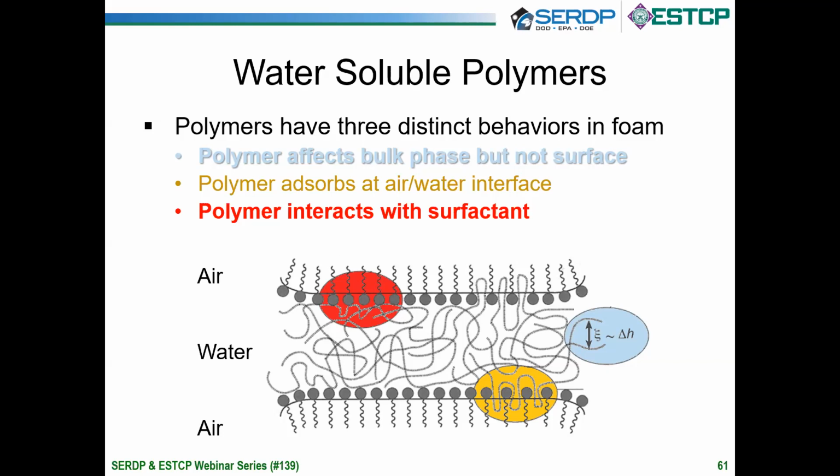The yellow polymer is actually surface active. It has hydrophilic and hydrophobic segments, and it will adsorb at the surface. And finally, the red one isn't surface active in its own right, but it will interact with a surfactant monolayer at the interface. What these polymers are doing is building structure into our foam. This is really important for vapor suppression, because the more structure we can build in, the harder it is for those fuel molecules to force their way through the foam and ignite when they reach the air.